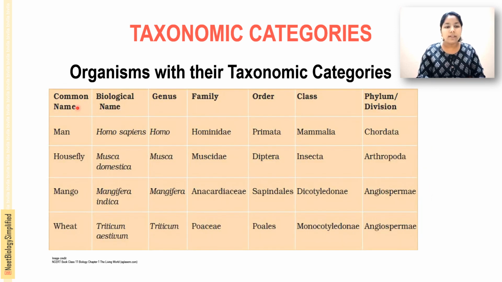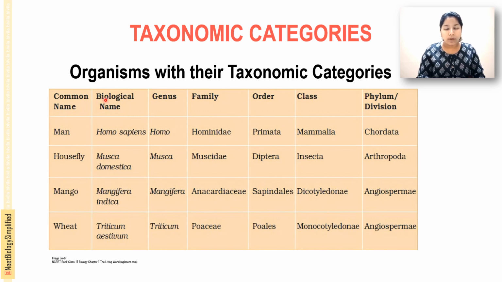And here you can see in this chart, organisms with their taxonomic categories. I have taken this chart from our NCERT textbook itself. So, I think those who are going through the NCERT books can see this chart in your book. Here are some common organisms, their common names, biological names, then genus, which family they come under, order, class, and phylum or division.